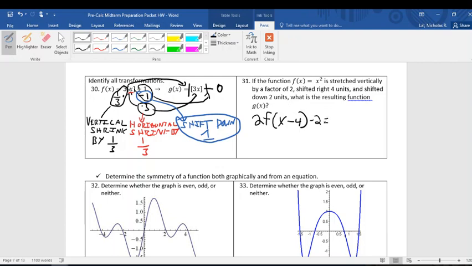So that would become equal to 2 times x minus 4 squared minus 2. That's what g of x equals. g of x would equal 2 times x minus 4 squared minus 2. That's g of x. All right.